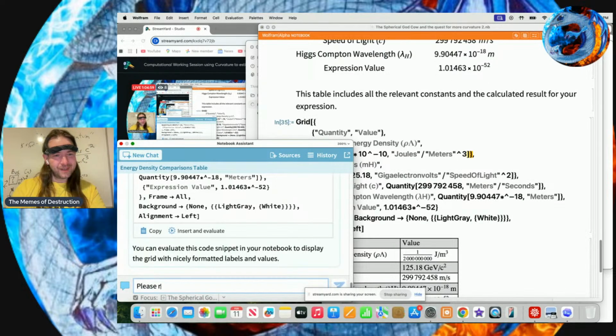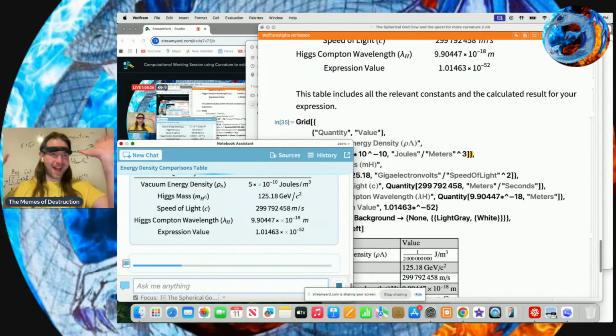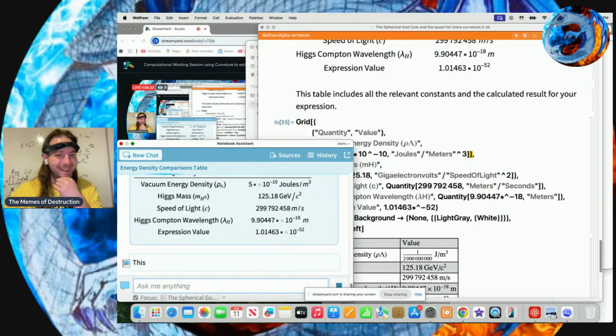Please redo. I want the numbers and units in the grid to look just like this. Sorry, I had to use a capital. I need to use it like this. No, not 1 over 200,000.